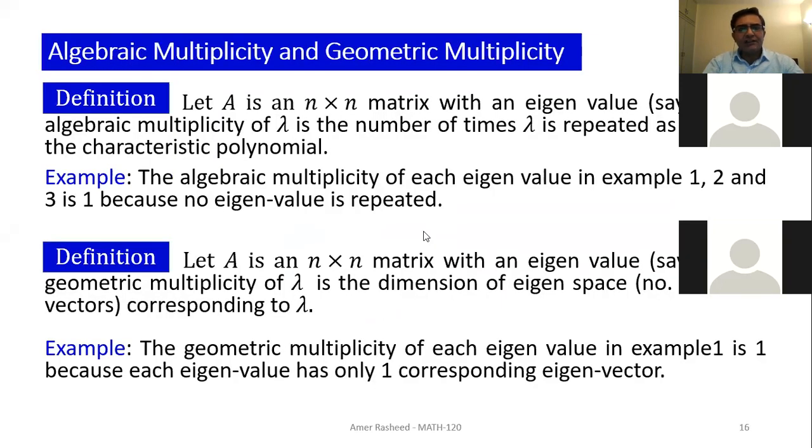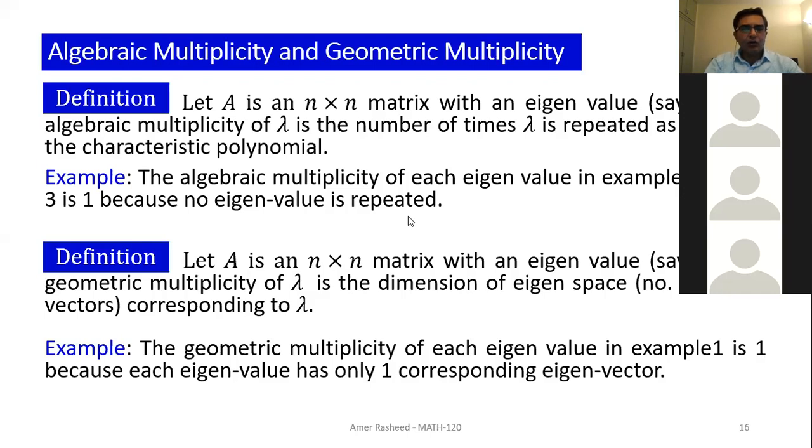Now we are going to discuss the algebraic multiplicity. By definition, let A be an n cross n matrix with an eigenvalue, say lambda. Then the algebraic multiplicity of lambda is the number of times lambda is repeated as a root of the characteristic polynomial. So if there is a repeated root in the solution of the characteristic equation, then we say that lambda has a multiplicity greater than 1.